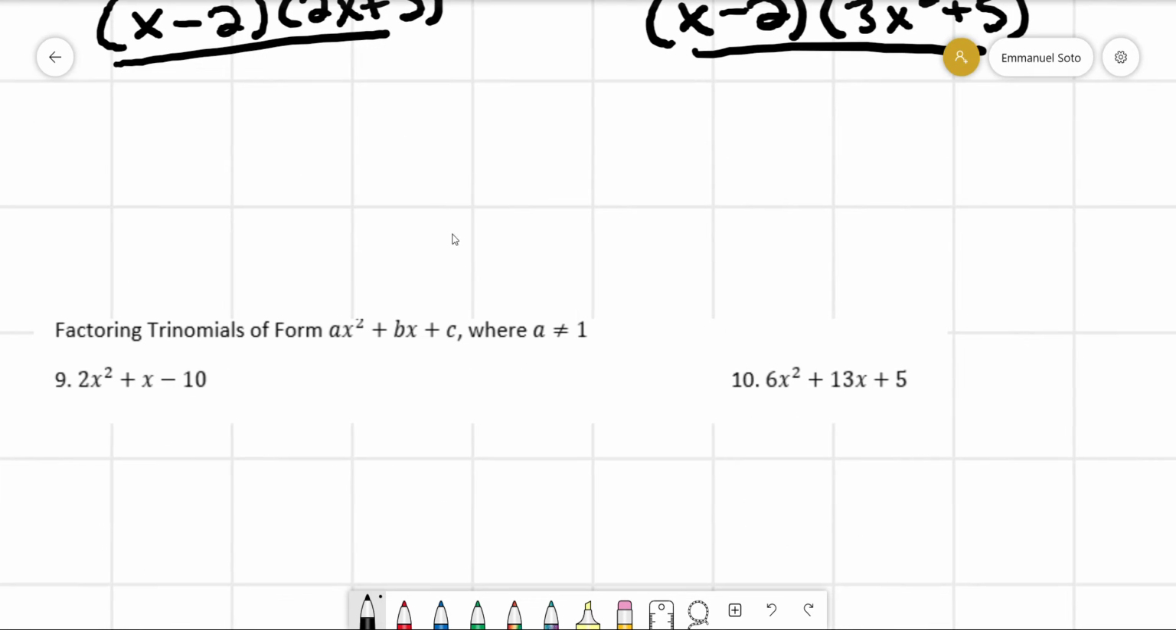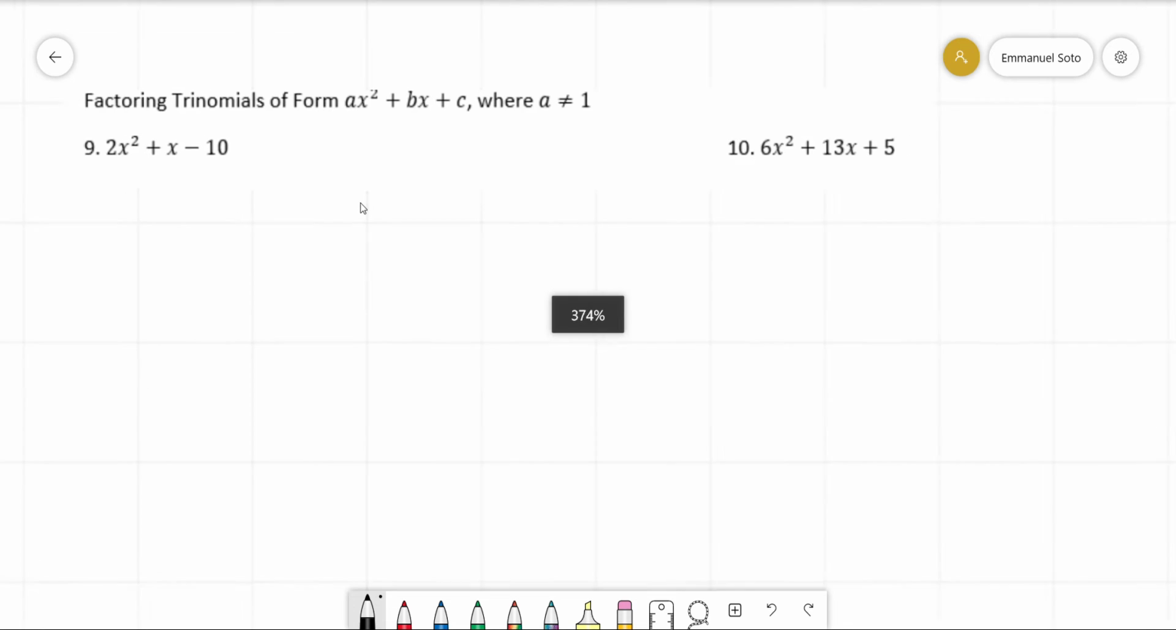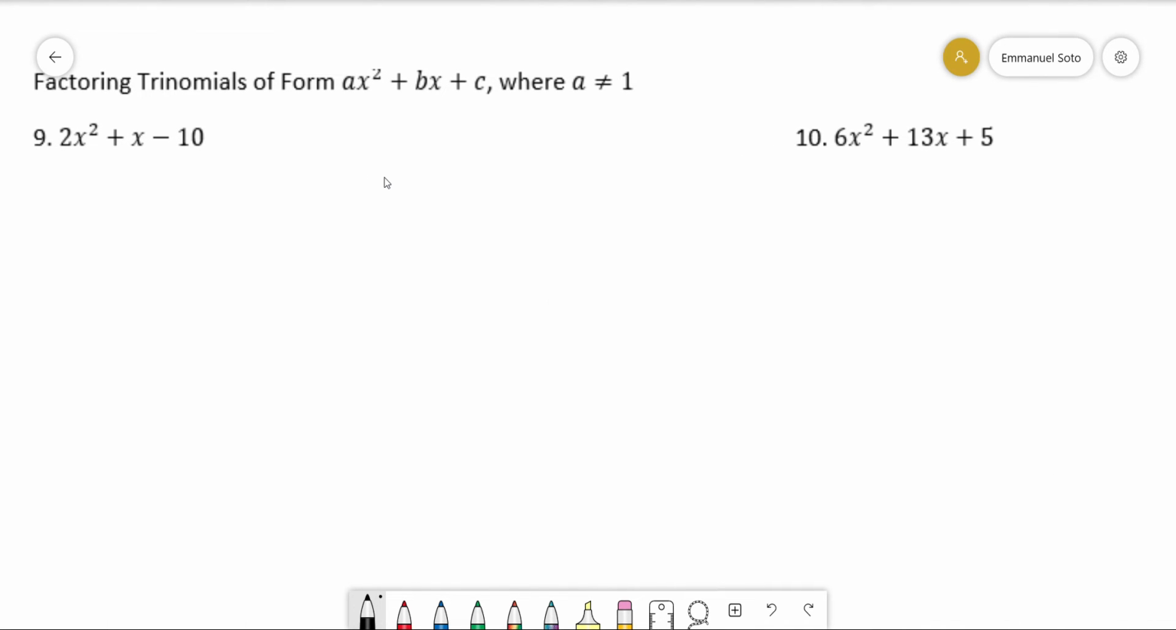So for number 9, the next set is factoring trinomials that are a little bit more complicated. So here you're going to have a term in front of the x squared, so a cannot be equal to 1. In the normal case, where it was x squared plus bx plus c, that was where a was 1. This time a is not 1. So like for example number 9.